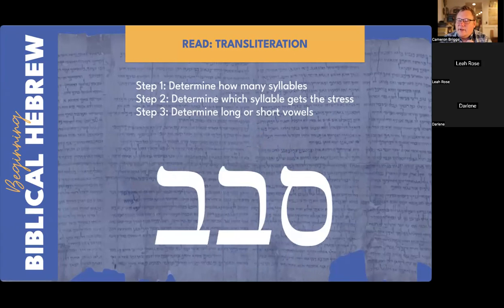All right, let's try this one. So two syllables. The stress goes on the final syllable. And which vowels? So this is savav. So I think that, yeah, we've got just like our last one. Yep, and we'll start kind of seeing a pattern here.